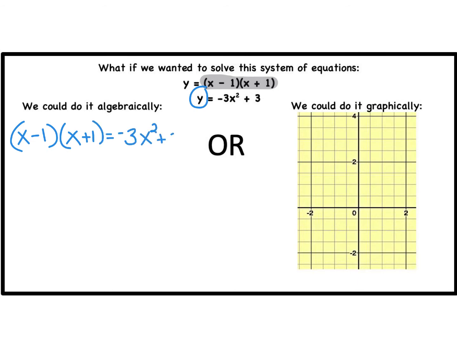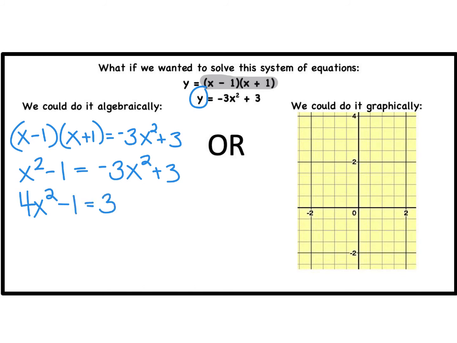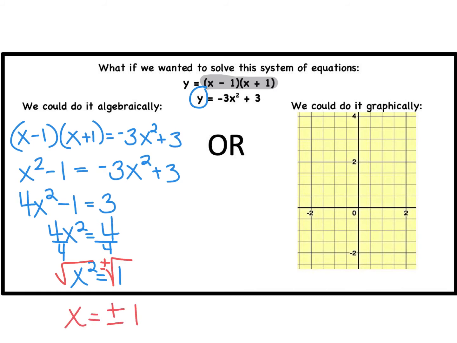And now to solve this, I'm going to begin by multiplying on the left side, which would give me x squared minus 1. On the right side, it's just recopying. Now I'm going to get my variables on one side by adding 3x squared to both sides, which gives me 4x squared minus 1 equals 3. Now I'll add 1 to both sides, gives me 4 on the right. Now I'll divide by 4, so I get x squared equals 1. Finally, I unsquare by taking the square root. The moment I do, I need to remember I need that plus or minus. So x is equal to plus or minus 1.